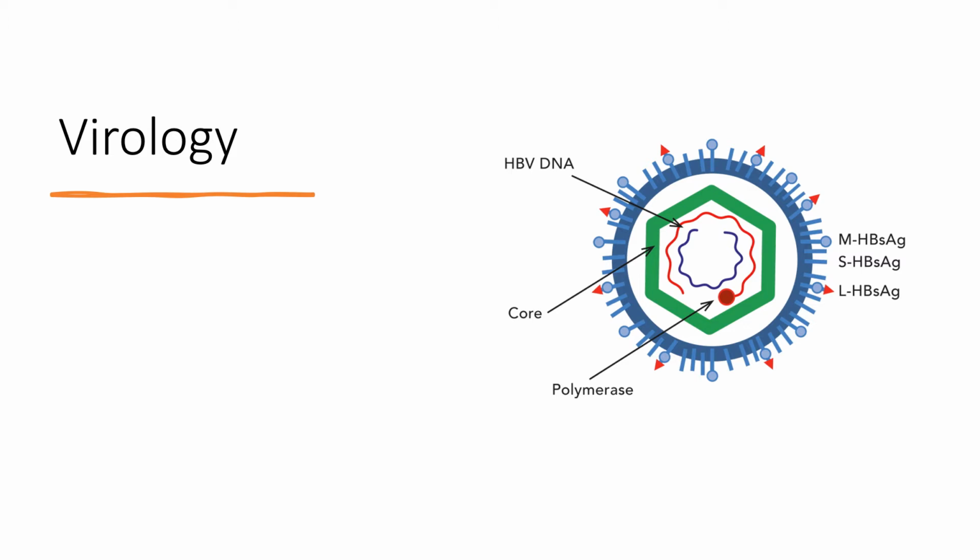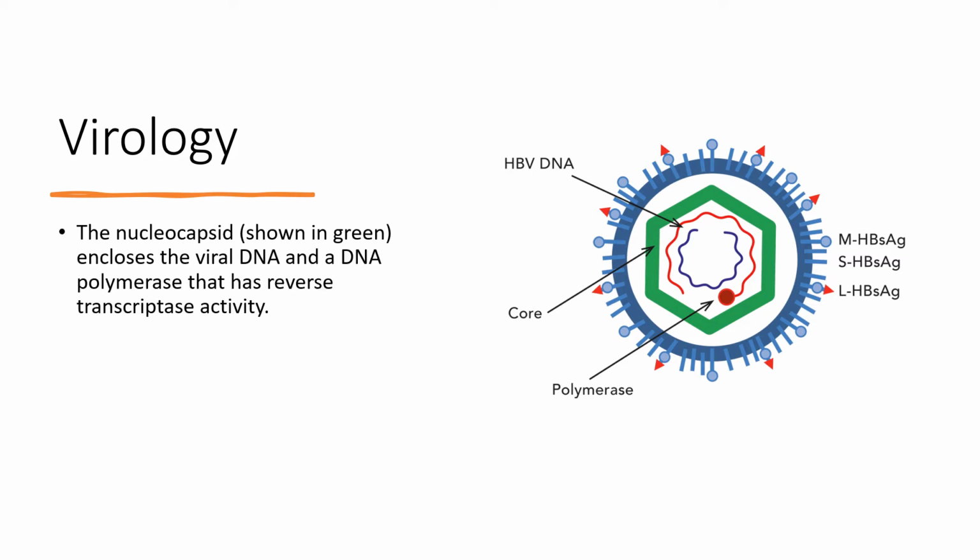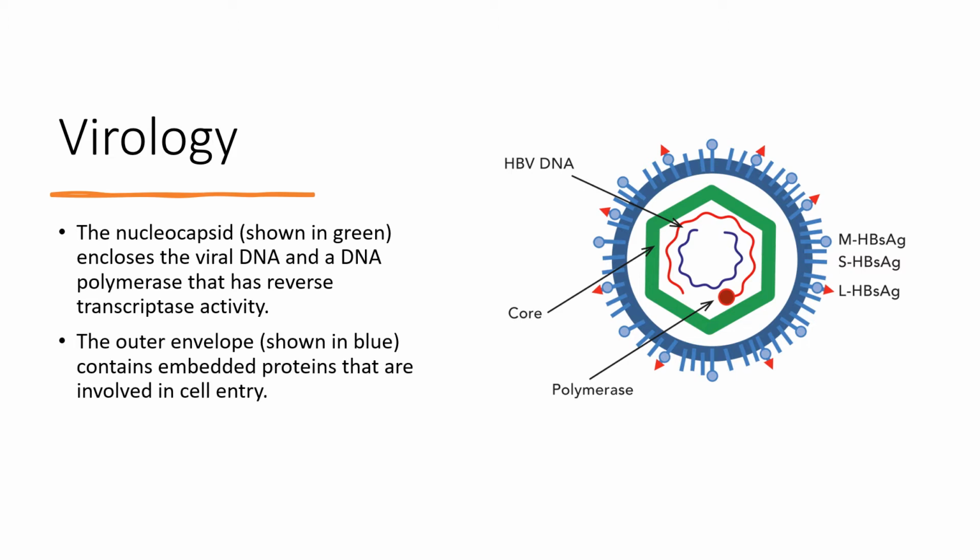The nucleocapsid, shown in green, encloses the viral DNA and a DNA polymerase that has reverse transcriptase activity, which we'll talk about. The outer envelope, shown in blue, contains embedded proteins that are involved in cell entry, and these are the surface antigen proteins, which we will also discuss later.